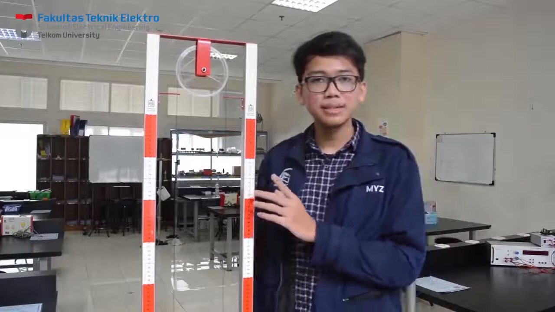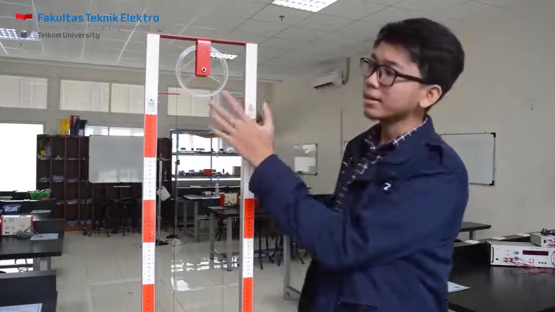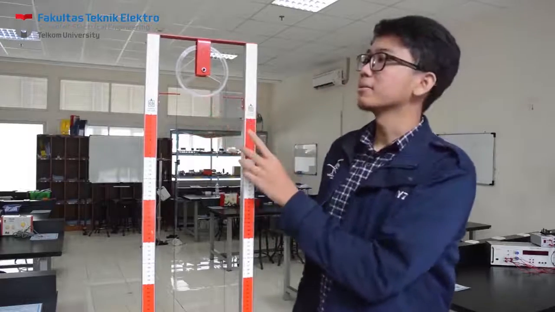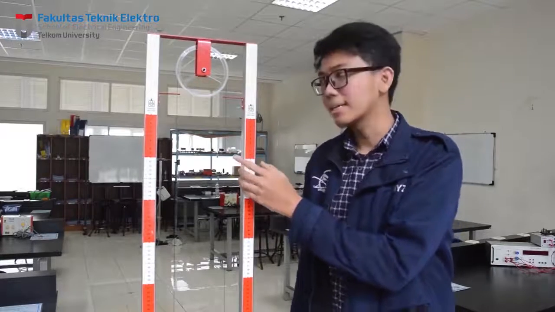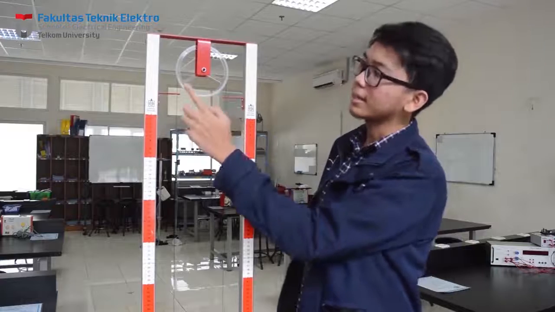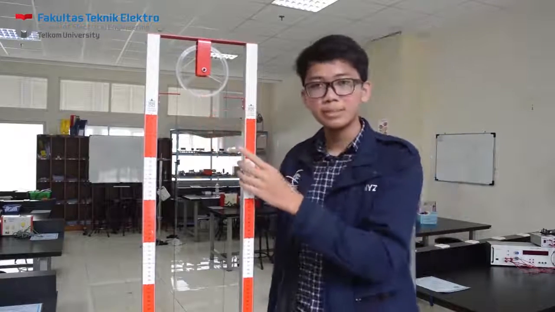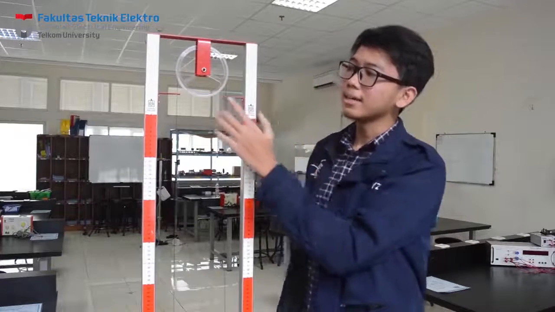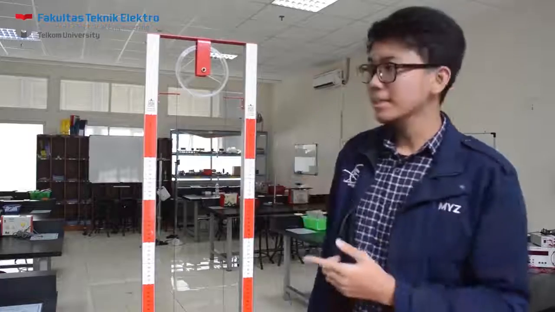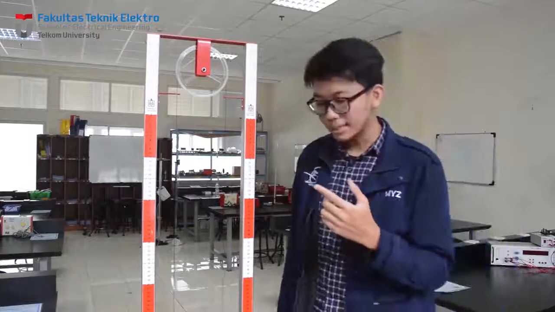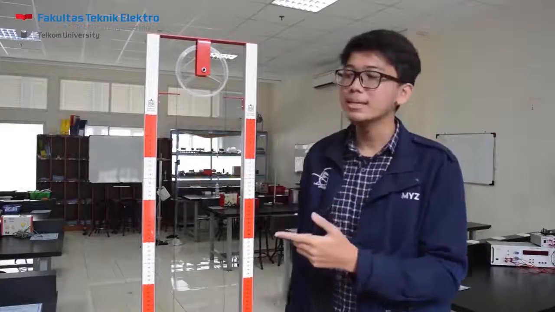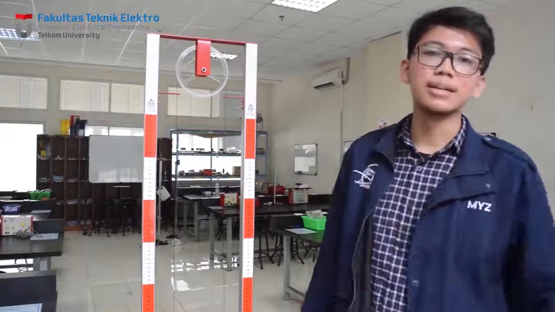The last part is the moment of inertia. We will find the moment of inertia of the system by finding the inertia value of the pulley from the radius data that we previously measured using the caliper, and also the data of all the loads. And finally, we just have to calculate it with the formula.